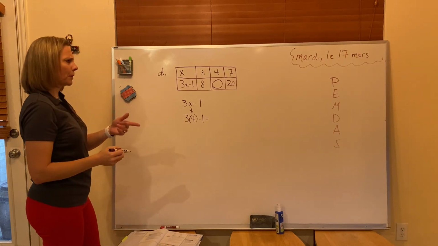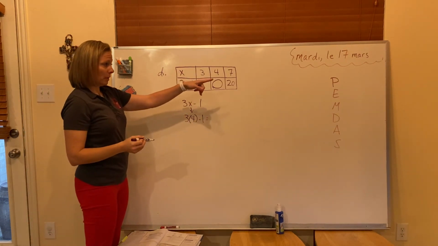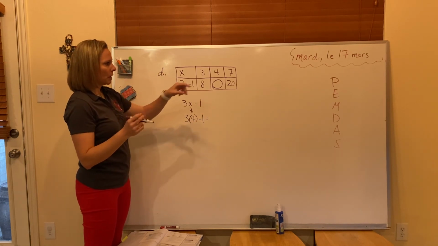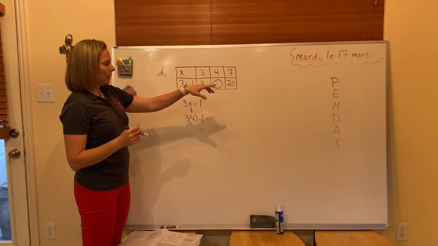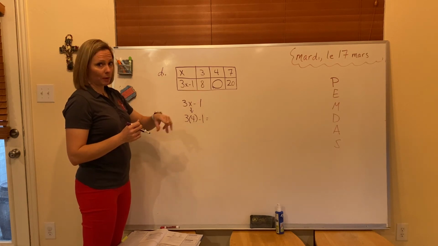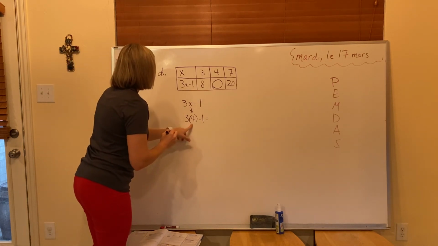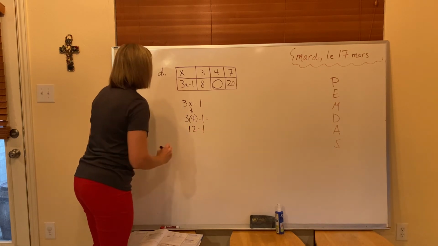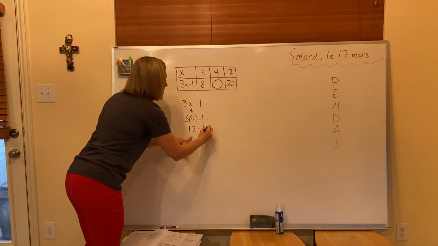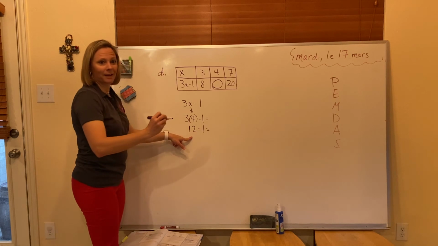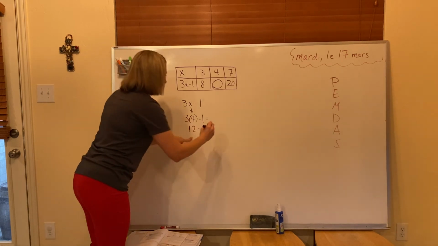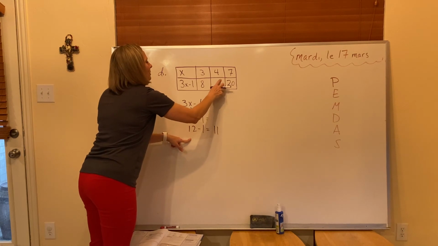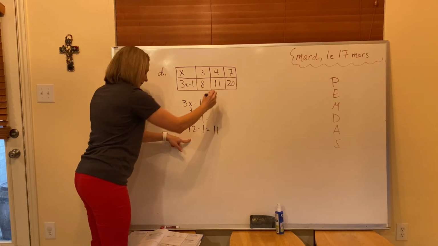And what do we do first? Let's go through PEMDAS. Parentheses, no, we don't have those. We don't have anything enclosed. Exponents, we don't have any. Multiplication, we do have that. We'll do that first. 3 times 4 is 12. 12 minus 1 is 11. Very good. So our missing answer in our function table is 11.